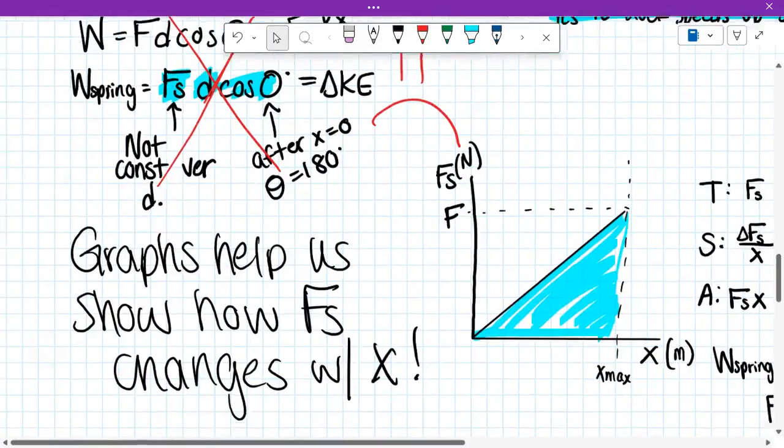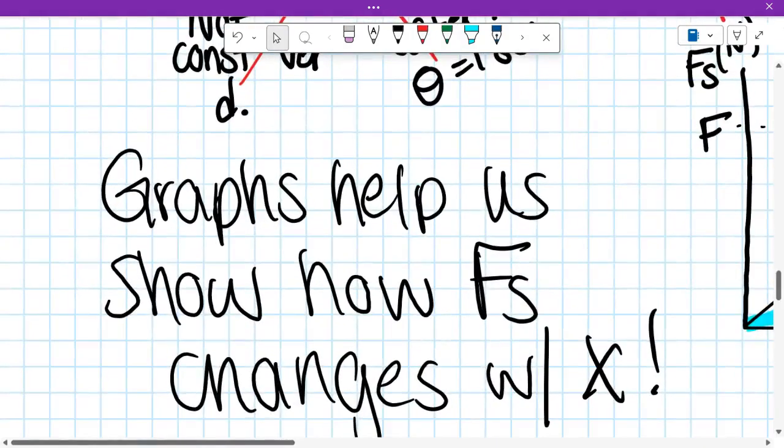So that's where it becomes really helpful to graph, because the graph is going to help show us how the spring force changes with that compression.